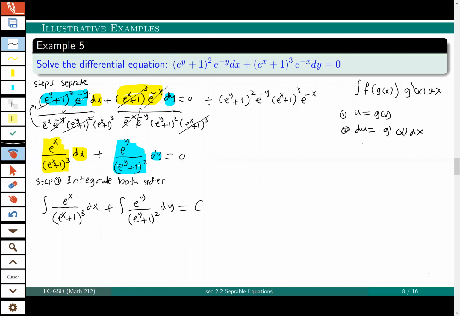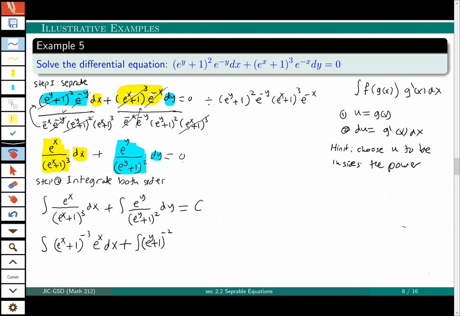And then u will be g of x, and du will be g prime of x dx. Using this substitution, we will change only one familiar function. Hence, always choose u to be inside the power, all the quantity inside the power. So what I have here is e to the power x plus 1 all to the power minus 3 times e to the power x dx. What I have here is e raised to the power y plus 1 all to the power minus 2, and that will be e to the power y dy.